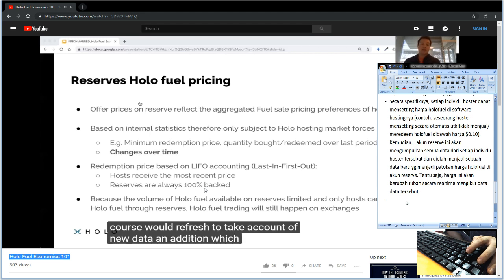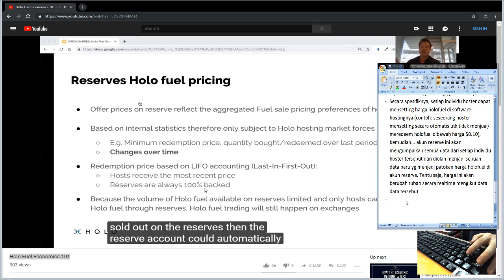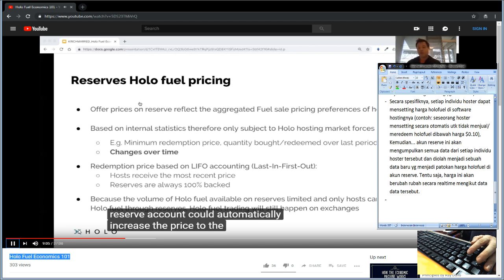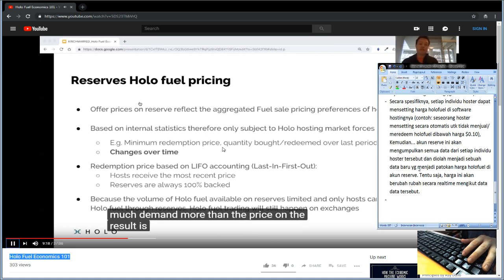And in addition, we may have additional feedback loops. So for example, if Holo Fuel is consistently being sold out on the reserves, then the reserve account could automatically increase the price to the 80th percentile or above, because it's an indicator that, of course, there is too much demand, well, that the price on the reserves is too low.